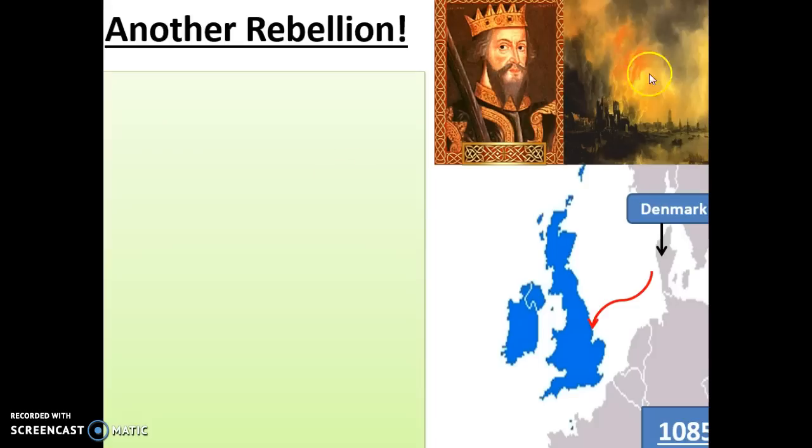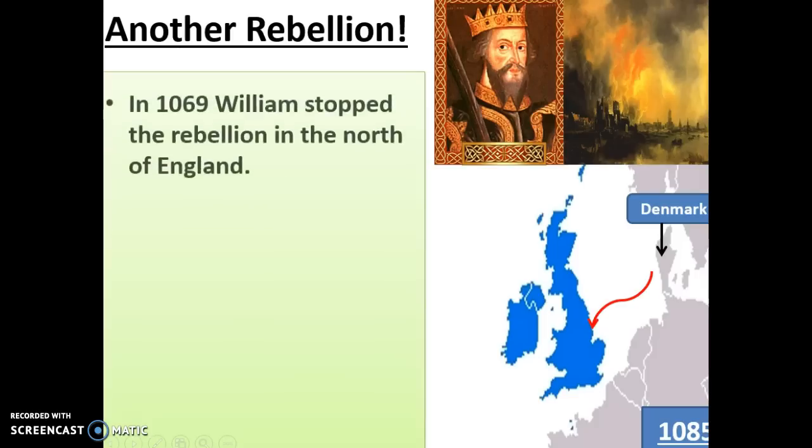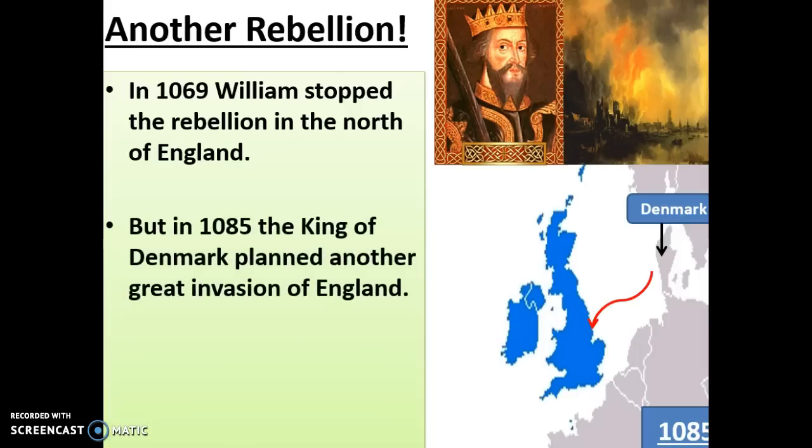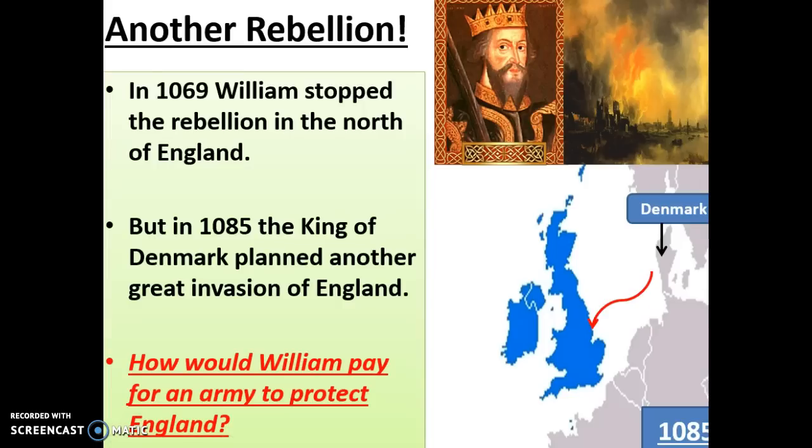All right, let's talk about more problems that William is having at this time. Firstly, in 1069, William stopped the rebellion in the north of England. So we had a bunch of people in this region who rose up and wanted to take him down, but he was able to stop them successfully. Secondly, in 1085, the King of Denmark planned another great invasion of England. Okay, and here is Denmark. How would William pay for an army to protect England?